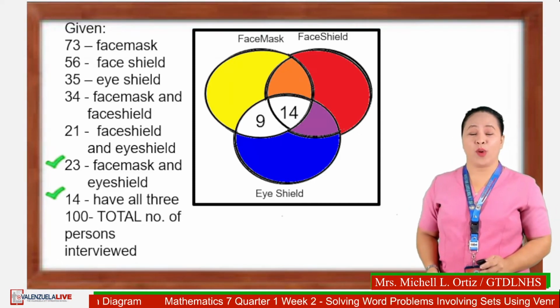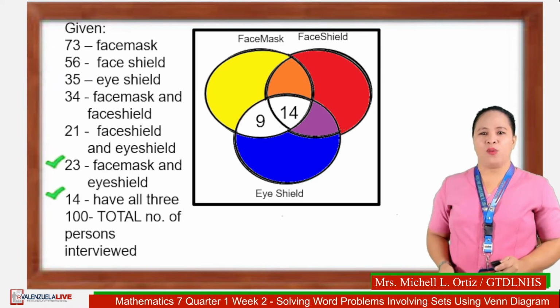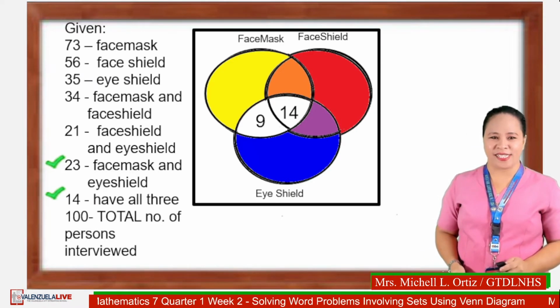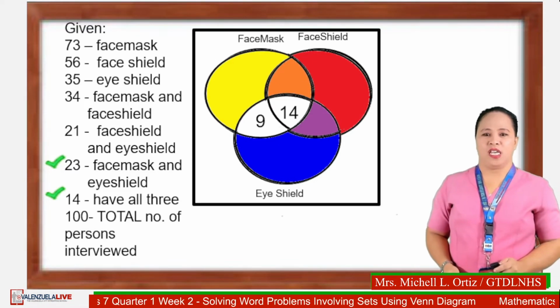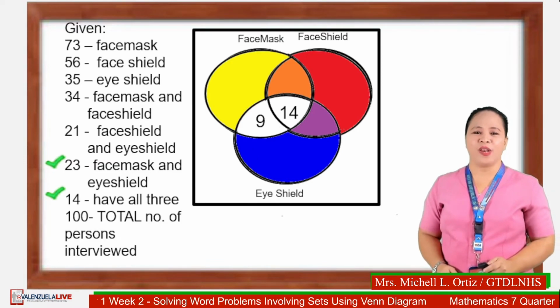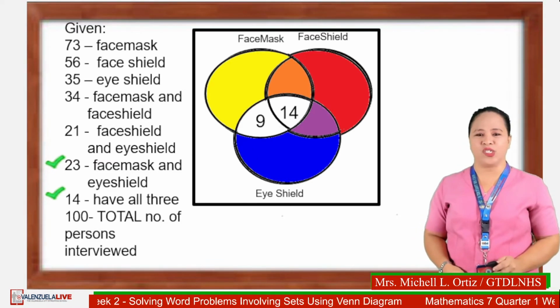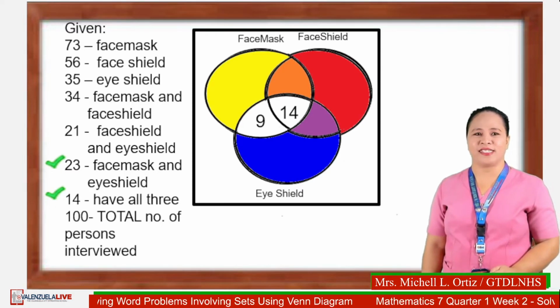Next, 21 have face shield and eye shield. What color are we going to fill in next? Is it the orange or the purple one? If your answer is the purple one, then you are correct. And what is the cardinality of that region? Very good. Its cardinality is 7.